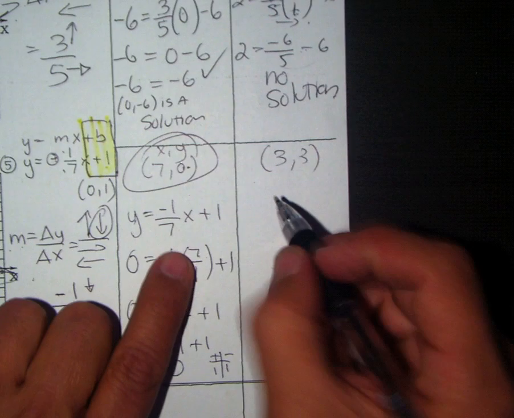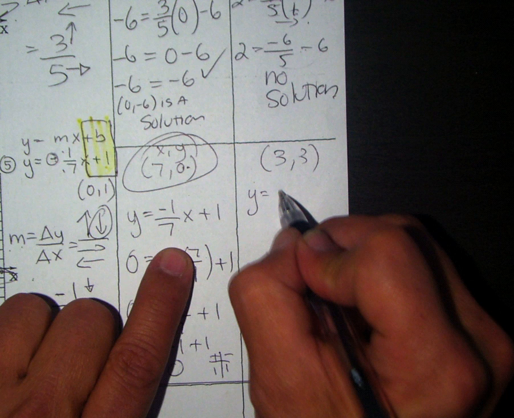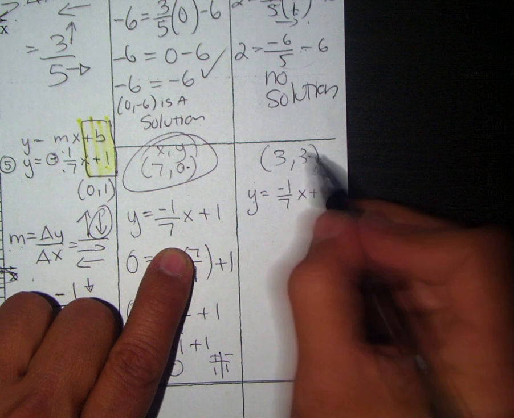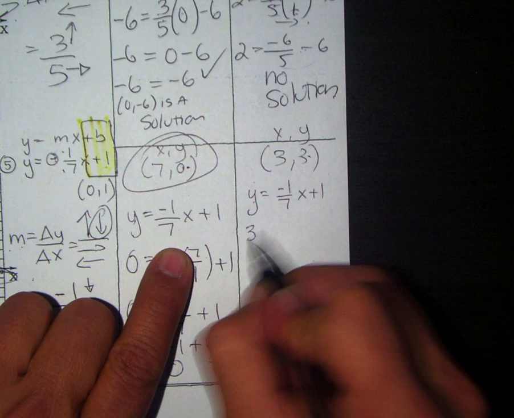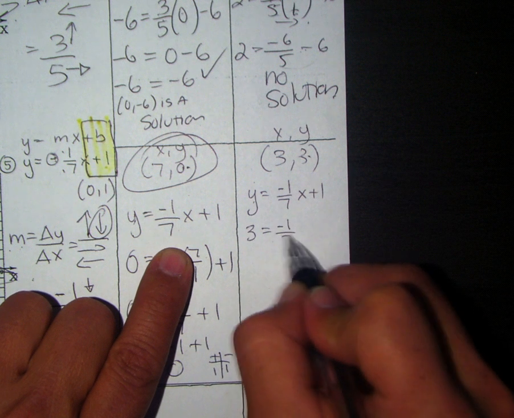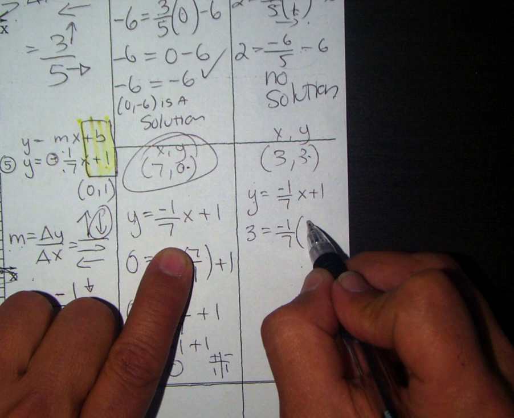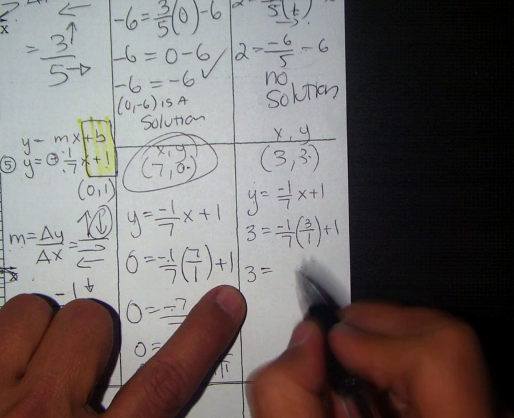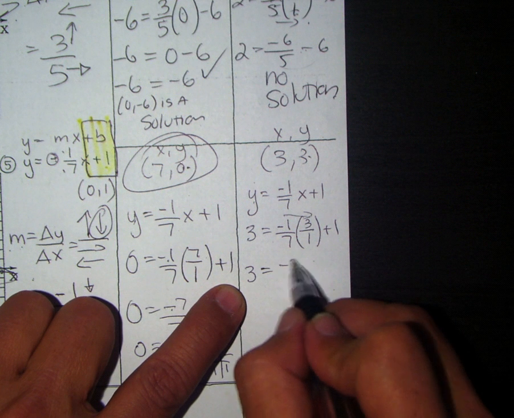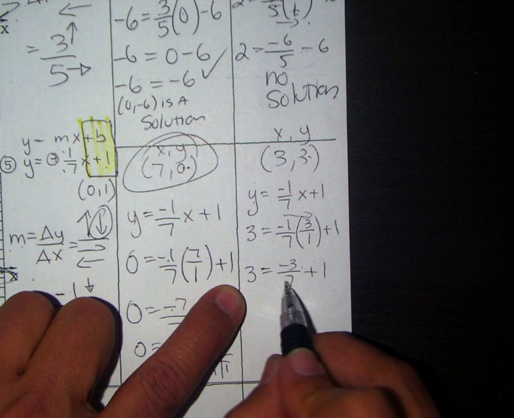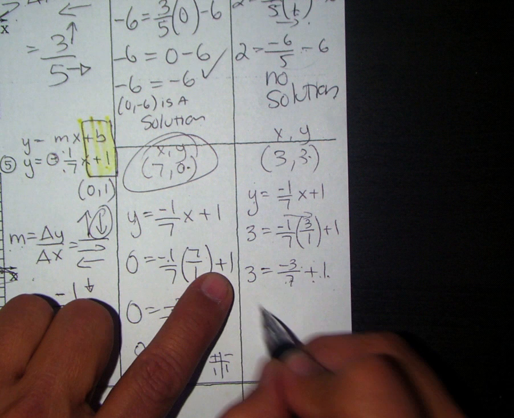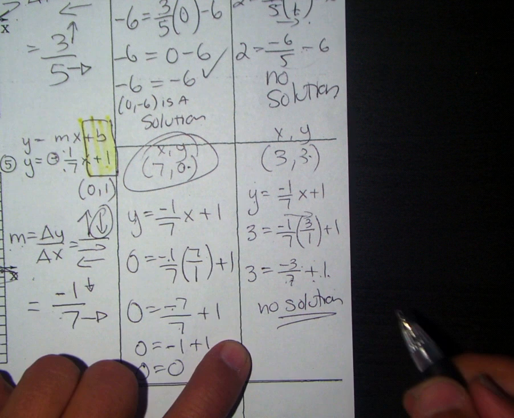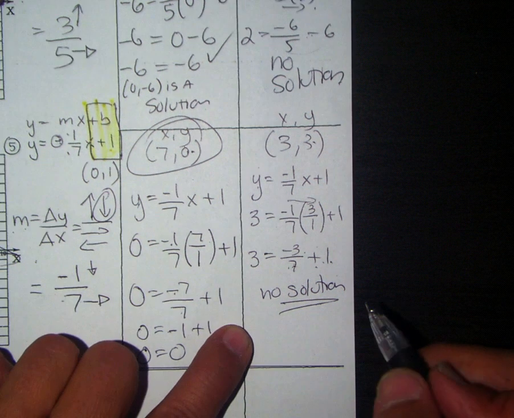How about no solution? Let's try this. So your y is 3 equals negative 1 over 7 times 3 over 1 plus 1. So this is negative 3 over 7 plus 1. That cannot be 3. So no solution. Right? No solution, and that's it.